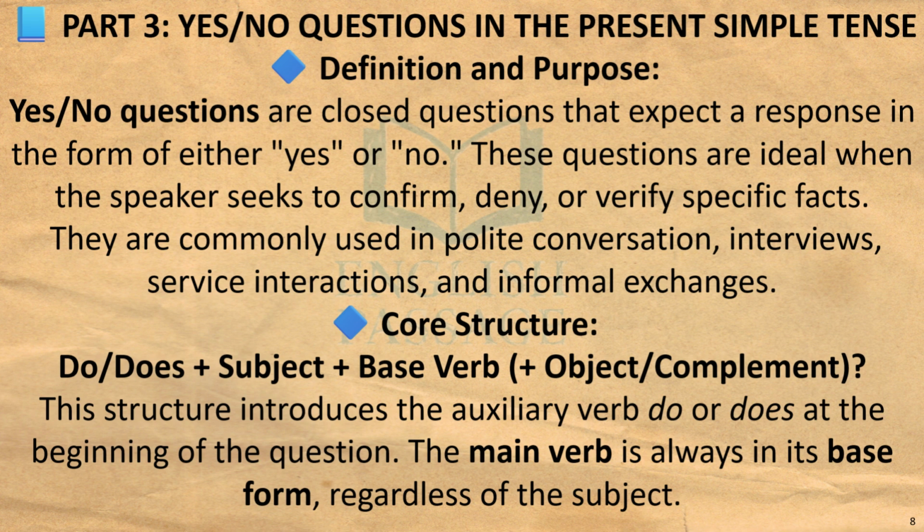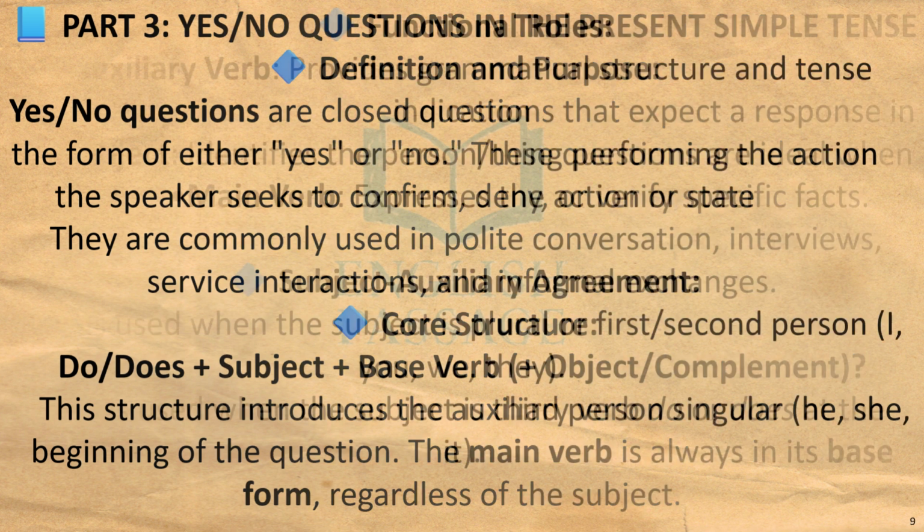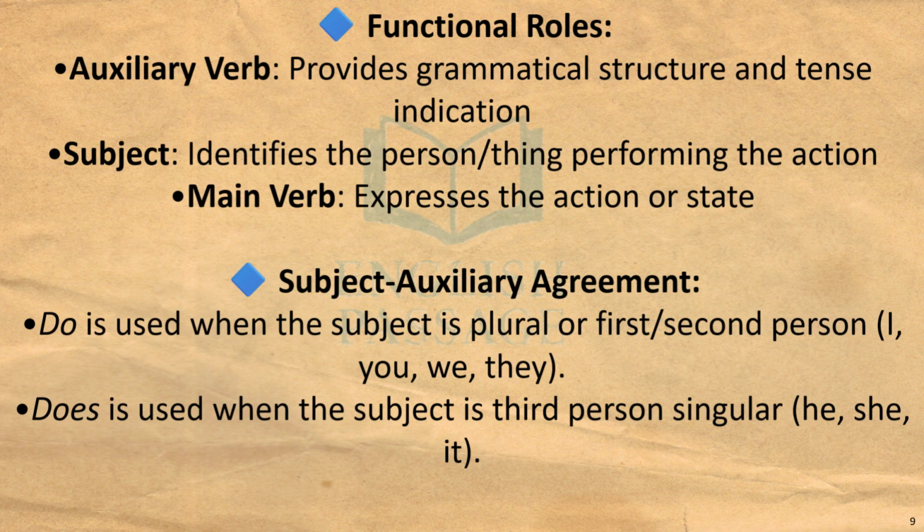Core structure: do, does plus subject plus base verb plus object complement. This structure introduces the auxiliary verb do or does at the beginning of the question. The main verb is always in its base form, regardless of the subject. Functional roles: auxiliary verb provides grammatical structure and tense indication. Subject identifies the person or thing performing the action. Main verb expresses the action or state.